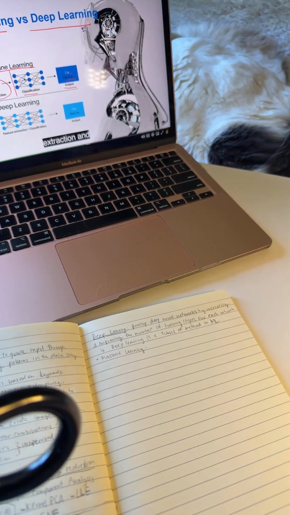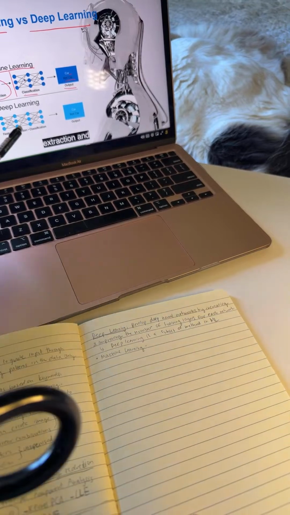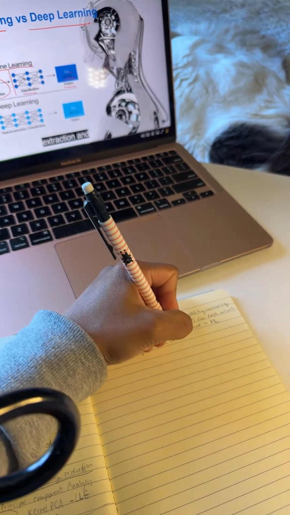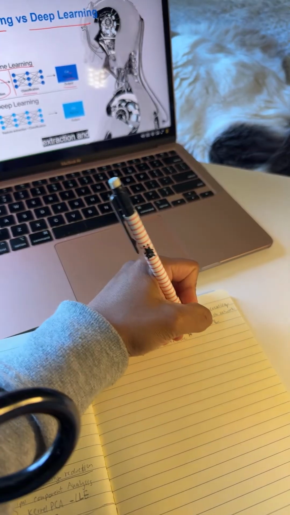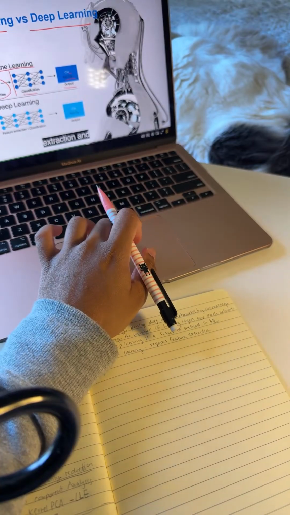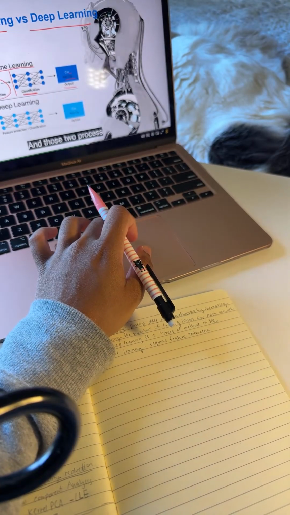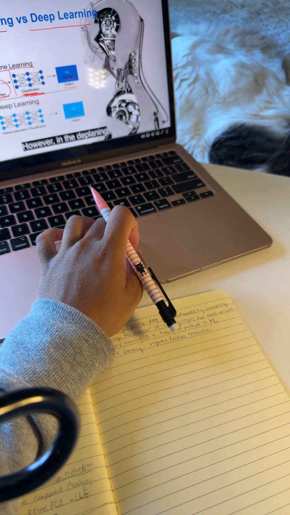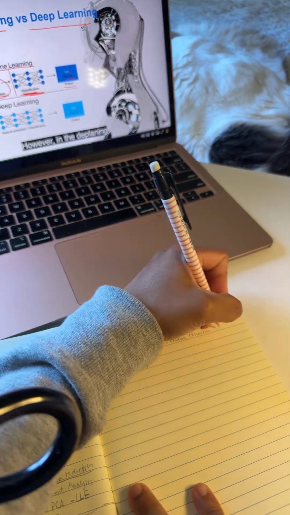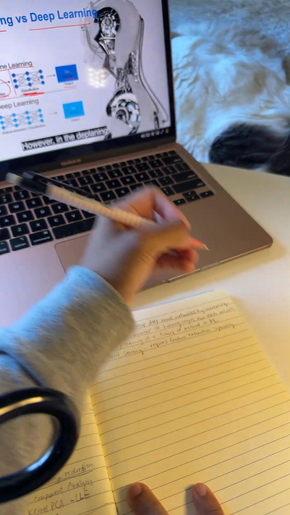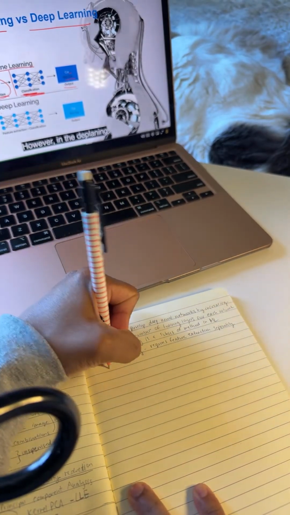It requires feature extraction, and then we do machine learning classification. Those two processes train or learn separately from each other.